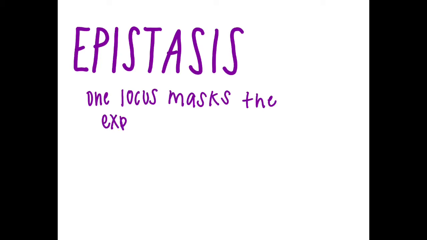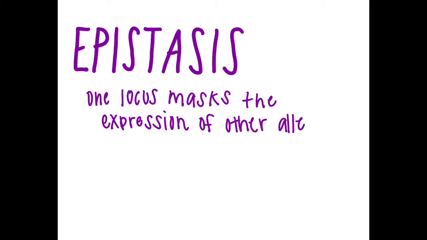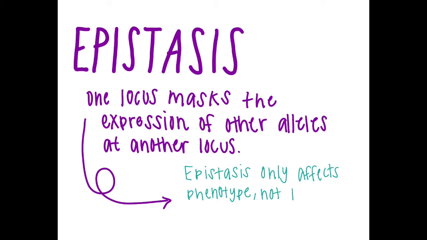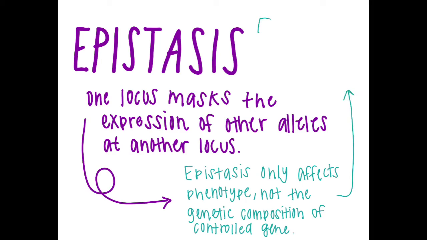Epistasis is an interaction in which the expression of alleles at one locus masks or modifies the expression of alleles at another locus. It should be noted that epistasis only affects phenotype, not the genetic composition of the gene being controlled. If the epistatic or masking gene was not present, the gene would be expressed normally.